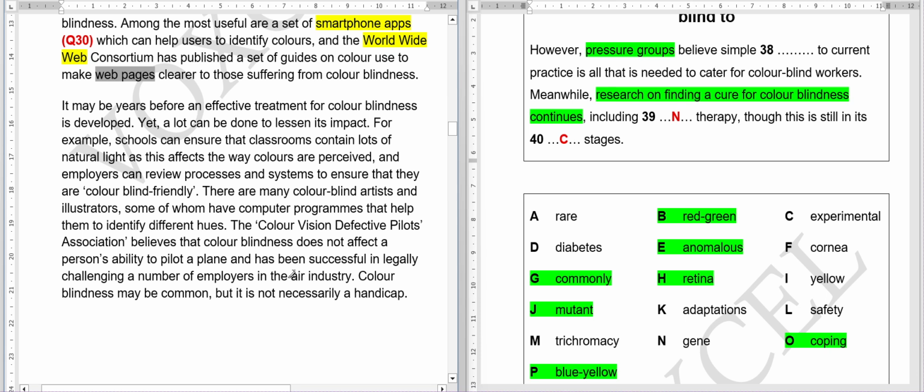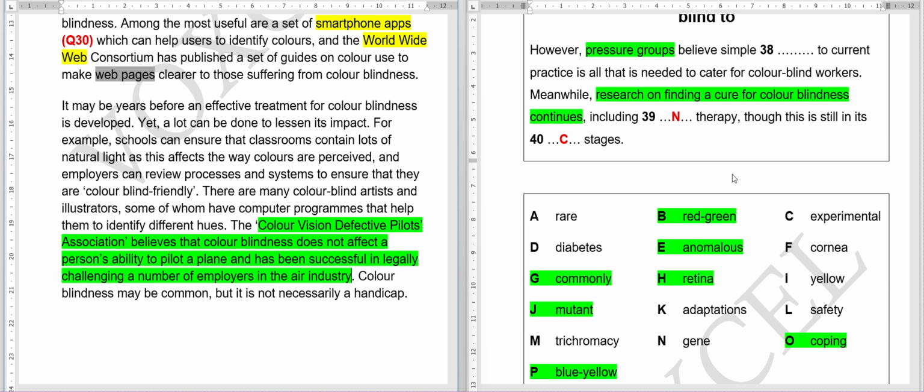So they are saying that this particular group has successfully helped colorblind pilots to fly planes. They have challenged the authorities who were not employing colorblind pilots to fly the plane. They challenged that particular decision in the court and won that battle. So in the last sentence, they are saying that color blindness may be common, but it does not mean it is a handicap. You should not be treated like a handicap.